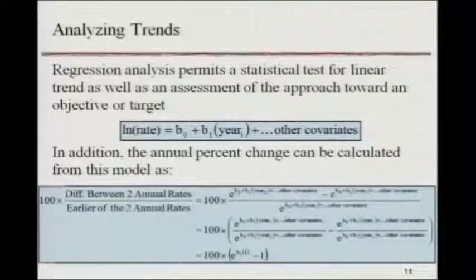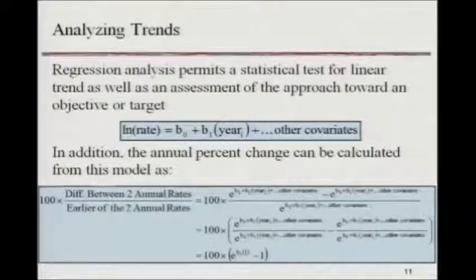So this gets back to plugging numbers into the equation. Here's a simple regression equation using the natural log transform. So you see the natural log of the rate. This is all at the aggregate level, right? This isn't individual level data. Years are the unit of analysis.